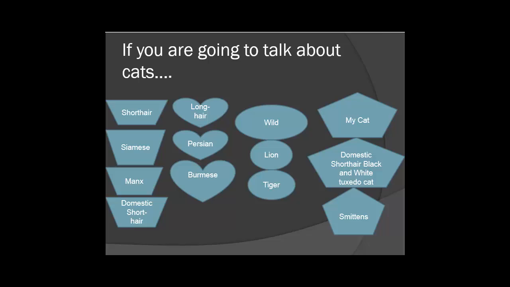Then I'm going to move on and talk about wildcats. This is my third point. I'm talking about lions and tigers, and we'll cut out the bears. Oh my. Then my fourth point here, because I'm going to do 4 points instead of three for some reason, I'll talk about my cat, which is a domestic short-haired black and white tuxedo cat named Smittens.